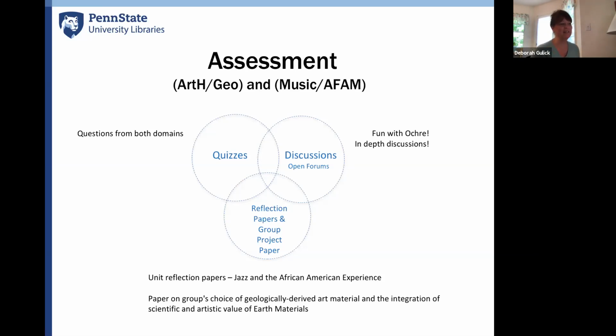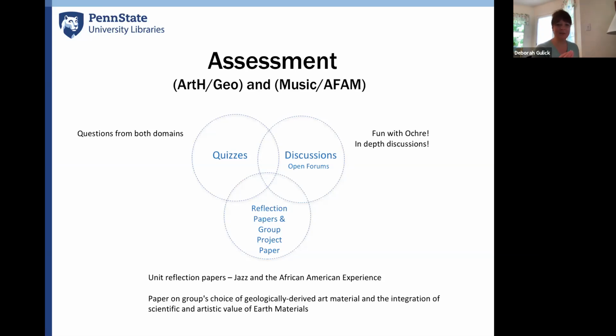Students just loved that activity. It was an activity where students had to go out and get their own dirt, because ochre is dirt. Then they brought it in, mixed it up with something, created their own artwork, and uploaded that to the discussion board. So that was a way of bringing both disciplines together.